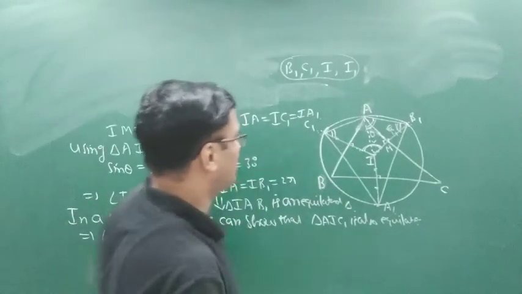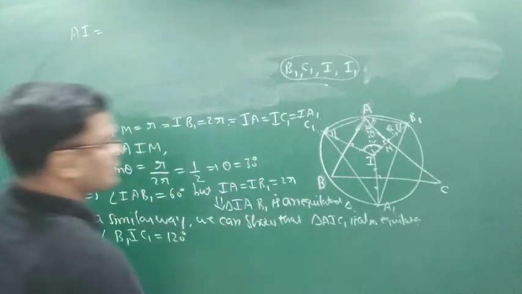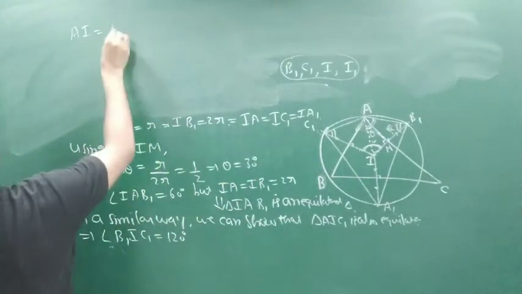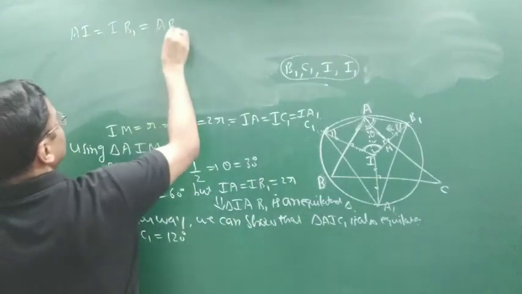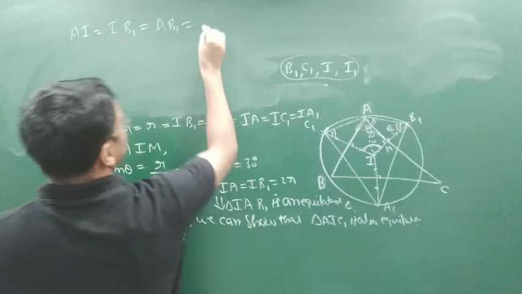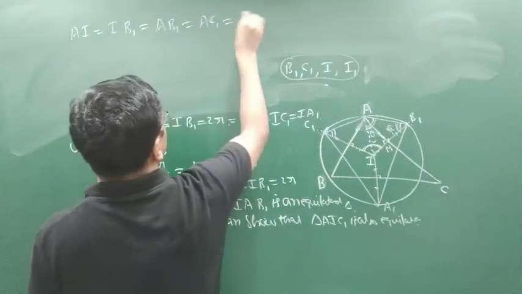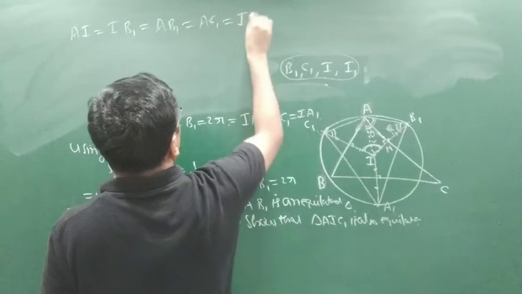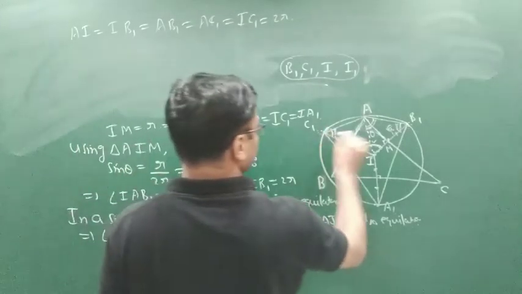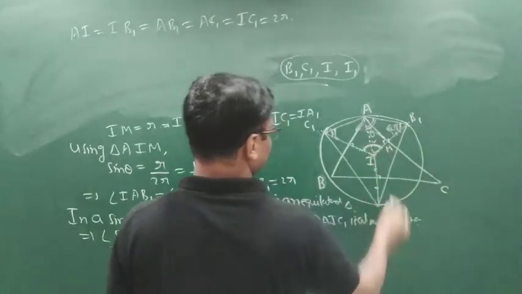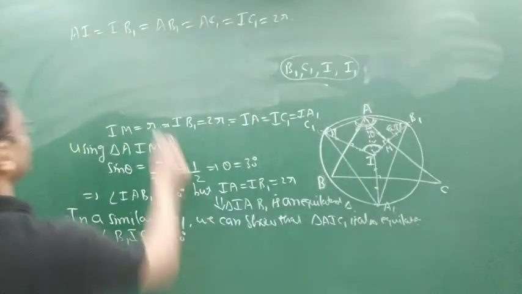These two triangles are equilateral, therefore we can write AI, all side lengths, equal to 2R. AI equals IB1, IB1 equals AB1 equals AC1, AC1 equals IC1. All lengths equal 2R. Then definitely these two angles become 60, 60. This is 120. Therefore the remaining angle is also 120.